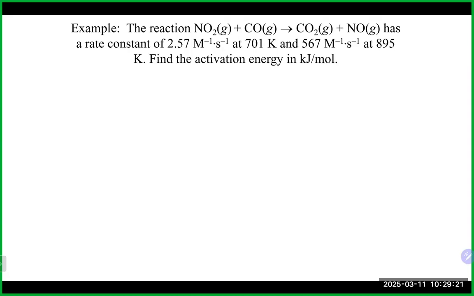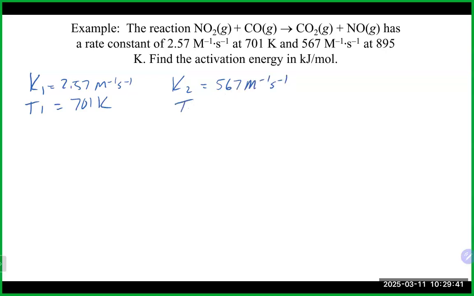Okay, so let's take a look. In this case, we got a rate constant of 2.57. We got a temperature that goes with it of 701 Kelvin. We have another rate constant of 567 and a temperature that goes with that, which is 895 Kelvin. It doesn't matter which one I call K1 and K2, as long as you keep the appropriate temperature together with it. Whichever one you call K1 should have the appropriate temperature as T1, and vice versa.